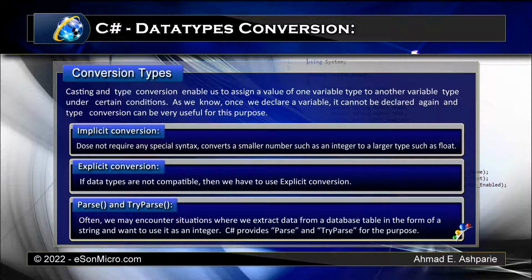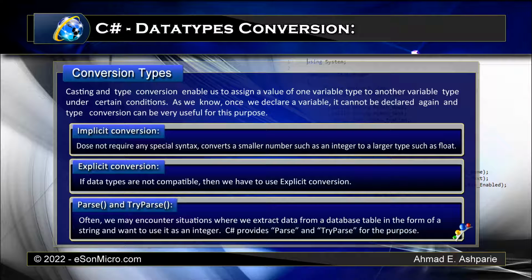Conversion types. Casting in type conversion enables us to assign a value of one variable type to another variable type under certain conditions. As we know, once we declare a variable, it cannot be declared again, and type conversion can be very useful for this purpose. Implicit conversion does not require any special syntax; it converts a smaller type such as an integer to a larger type such as float. Explicit conversion: if data types are not compatible, then we have to use explicit conversion.